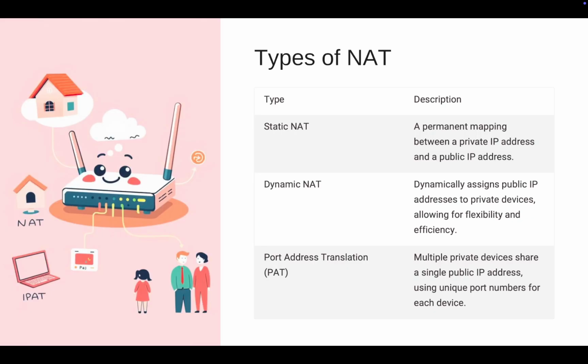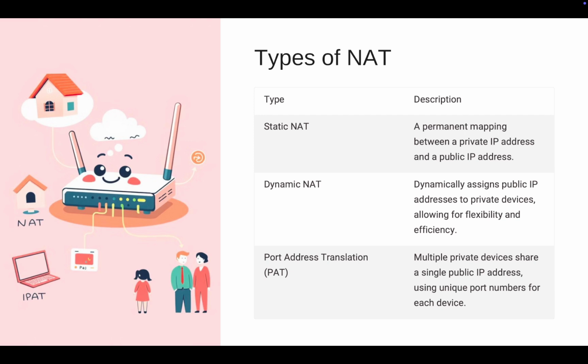Now here I will discuss the types of NAT. Here we can see that three types of NAT are mentioned. One is static NAT, another is dynamic NAT, and another is port address translation, which is PAT. Now, what is static NAT? It is a one-to-one mapping between a private IP and a public IP, and it is also used for hosting servers accessible from the internet.